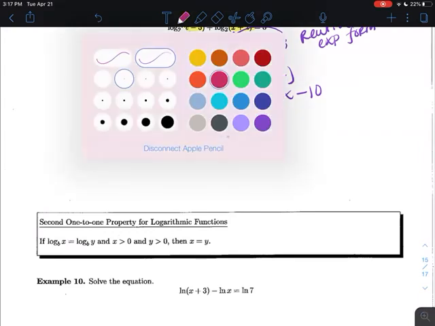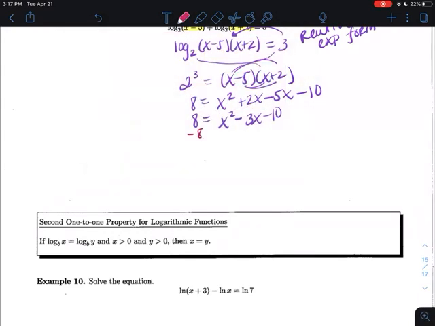Since I have a quadratic, I want to set it equal to 0. So I want to subtract 8 so that I have 0 on this left side. 0 equals x squared minus 3x minus 18. And then here we go. To solve this, we're going to solve by factoring.